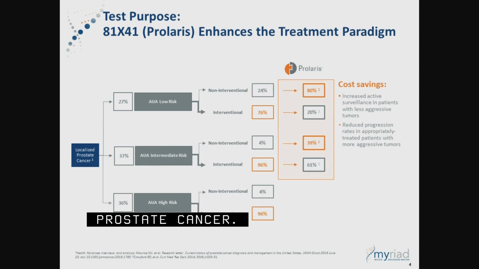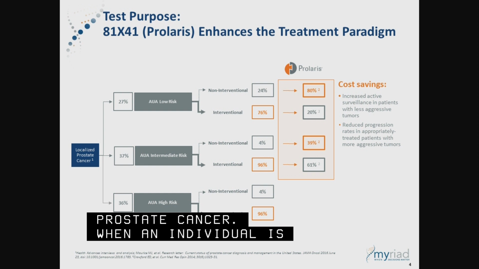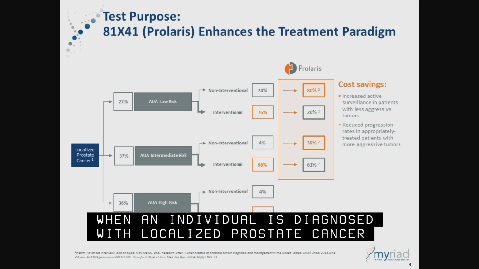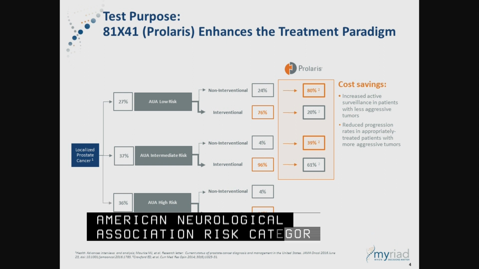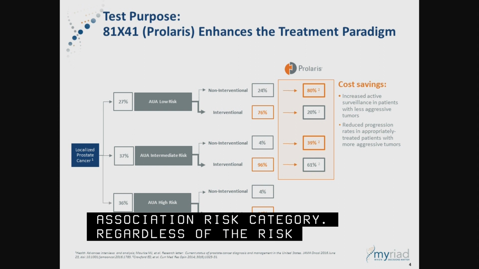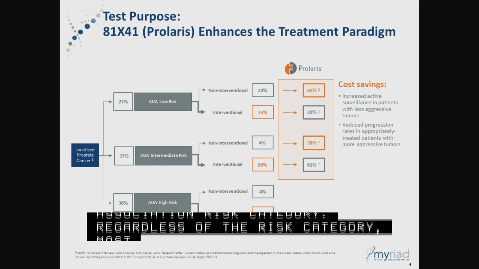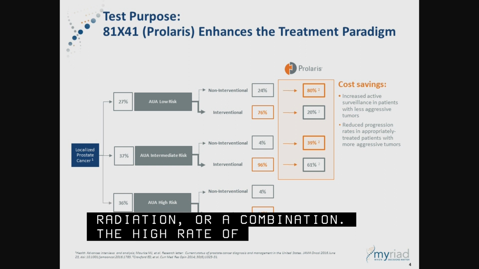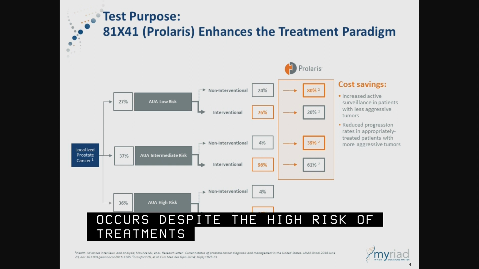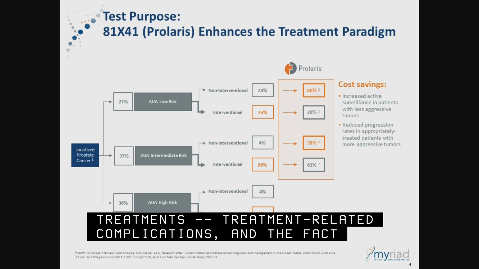When an individual is diagnosed with localized prostate cancer, he is then classified into an American Urological Association risk category. But regardless of the risk category, most men will seek intervention in the form of surgery, radiation, or a combination of both. The high rate of intervention occurs despite the high risk of treatment-related complications and the fact that the vast majority of prostate cancers do not cause death even when initial management is conservative.